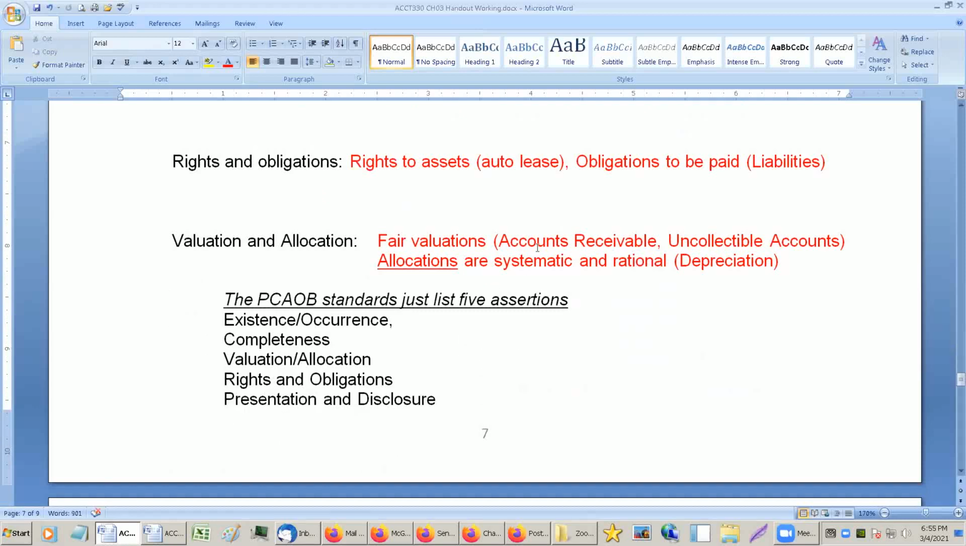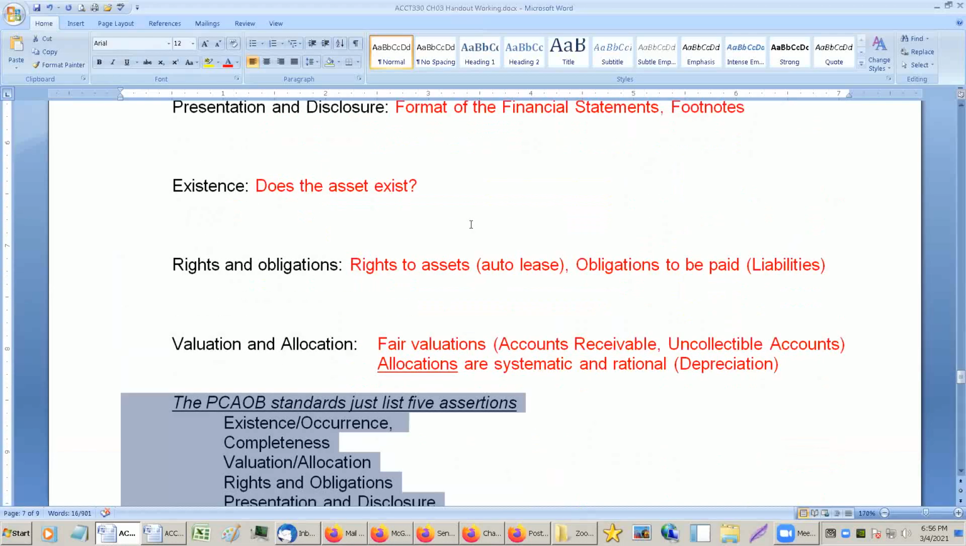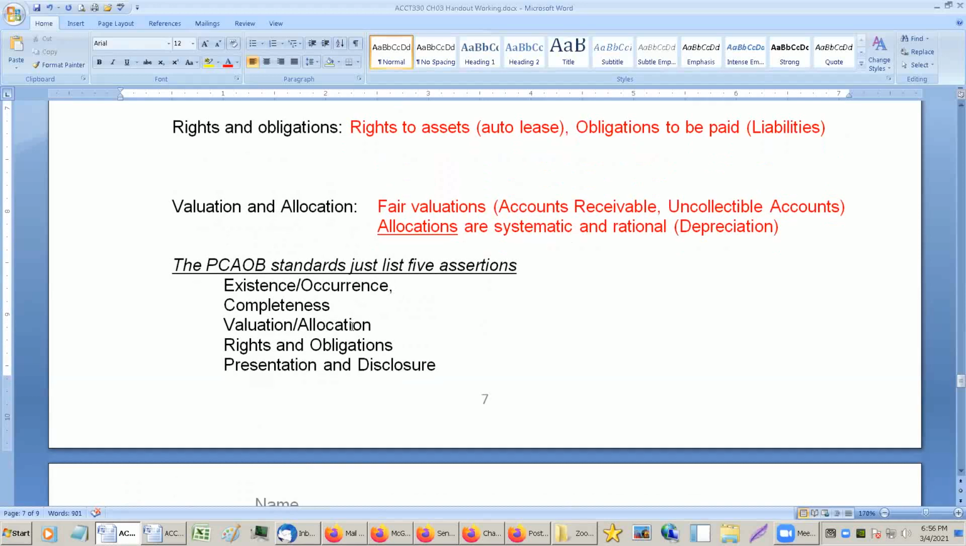PCAOB. They have just 5 assertions. These were the old assertions we used to have before the AICPA went crazy and added a bunch of them. A lot of these are combined with these up here. So, for instance, valuation and allocation is where cutoff would be. Most of the other ones were combined in here. So cutoff is in there even though it's not listed.